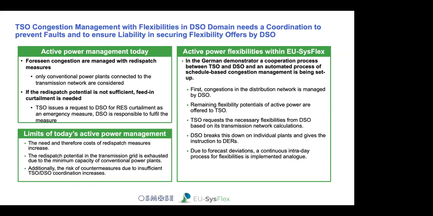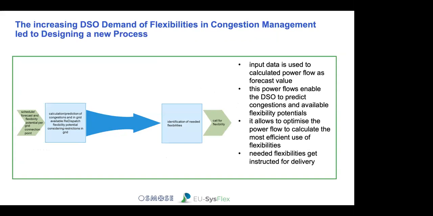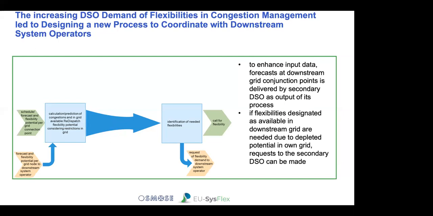And that's what I told you about the process. We use all the input data we have: topology, schedules, forecasts, what you need to predict congestions. We do it for our own grid, and then call, so activate in the end, call for flexibilities so that they can be activated in real time, but that's an operational planning process. Next slide, please.